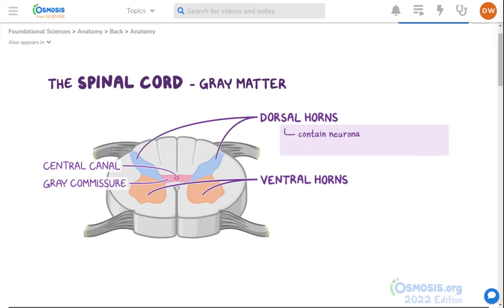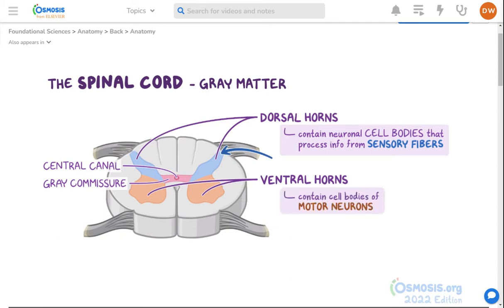Dorsal horns contain neuronal cell bodies that process information received from sensory fibers entering the spinal cord from the dorsal roots and dorsal rootlets. On the other hand, the ventral horns contain cell bodies of motor neurons with motor fibers exiting through the ventral rootlets and ventral roots.